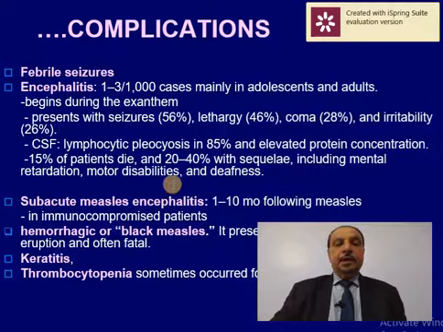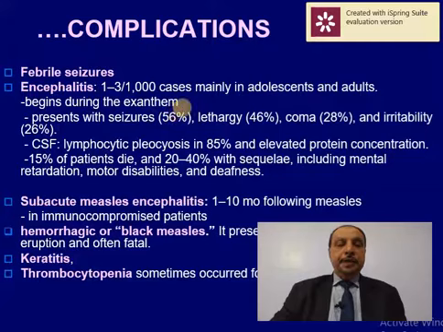Encephalitis can occur in 1 to 3,000, I mean one case in 1,000. The rate of infection of encephalitis, and this is very important, and usually we differentiate it from the panencephalitis, which is 1 in 100,000. So encephalitis will be 1 in 1,000 cases, mainly in adolescents and adults.